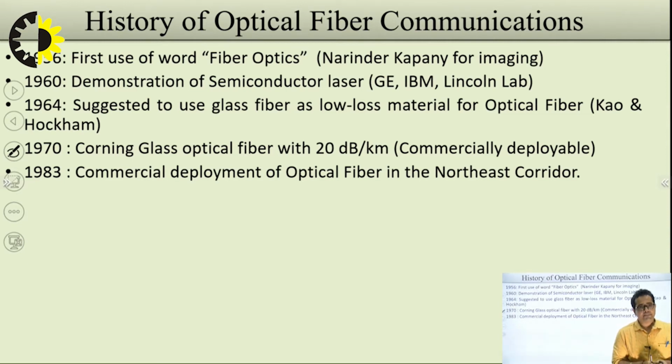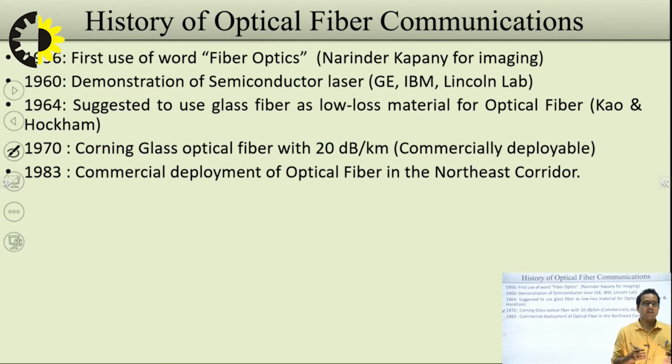Converting 20 dB per kilometer into linear terms, it means a factor of 100. Whatever power you introduce at the input side, at the output side you will get a 100 times reduction in the input power. This 20 dB per kilometer loss is comparable with coaxial cable, so we can use optical fiber as a transmission medium.